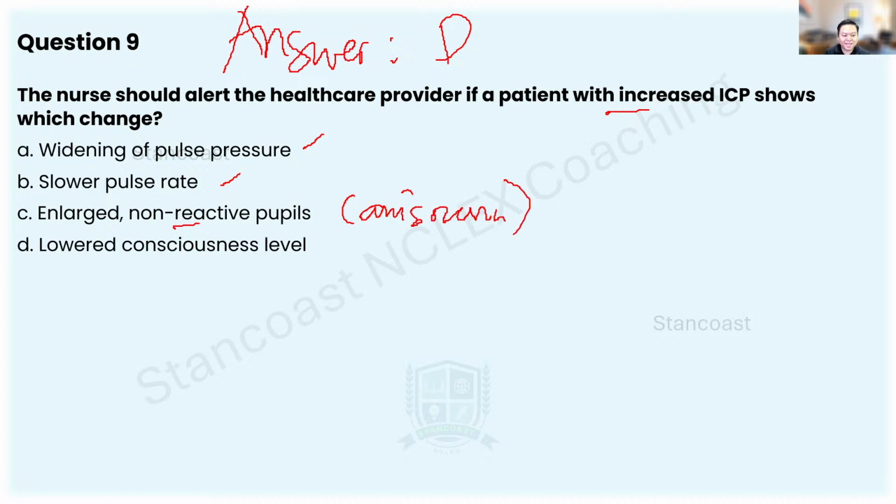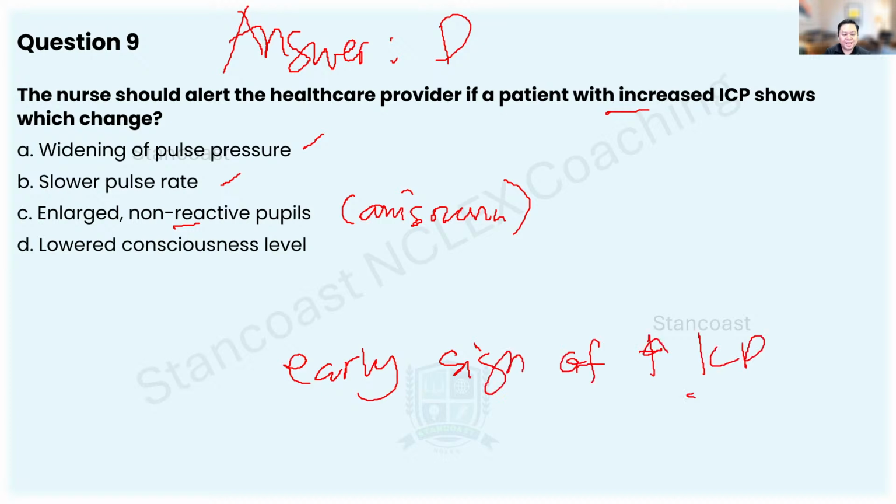But we are going to identify the early sign of increasing ICP. That is your task here. That is what we have in letter D. Decreased level of consciousness. Take note of that. That is the earliest sign in neurological deterioration because of the increasing ICP. If you had answered letter A, widening of the pulse pressure, this is a later sign.